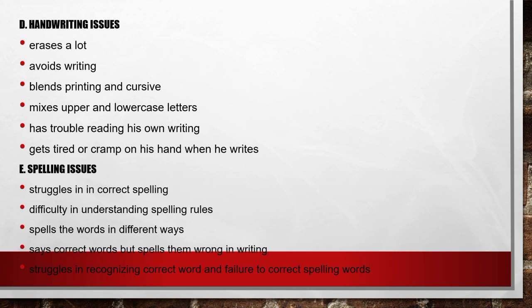And lastly, E, the spelling difficulties. It includes inconsistent spelling, difficulty understanding spelling rules, varying spellings of the same word, saying words correctly but spelling them incorrectly, and difficulty recognizing and correcting misspelled words.